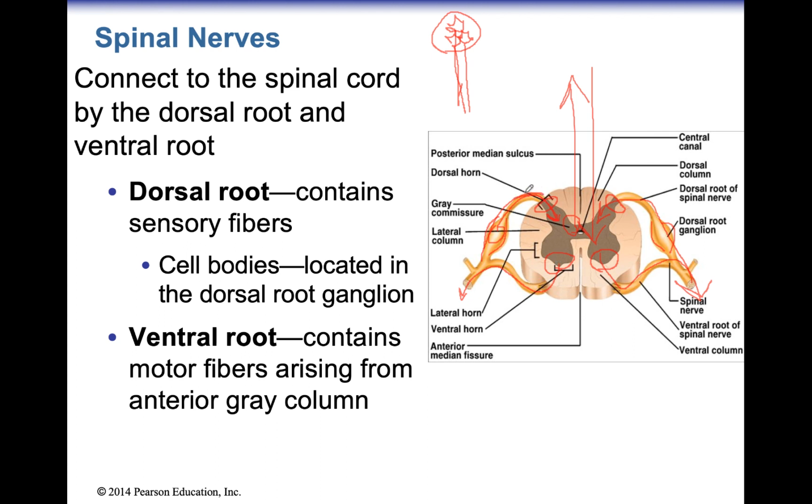The incoming branch of nerves, that's called a root. So this is a dorsal root, ventral root, and ventral root. Be sure that you're able to label this illustration because this will definitely be on the lab practical.